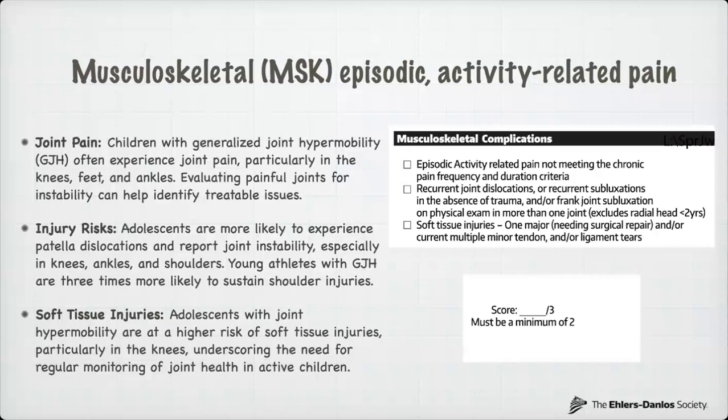And finally, adolescents with joint hypermobility are at a higher risk for soft tissue injuries, particularly in the knees, underscoring the need for regular monitoring of joint health in active children. I find that for those children who have a number causing complications in this section will test very easily positive, and those who are not really testing positive usually have 0 out of 3. So this one is very accurate, I find.